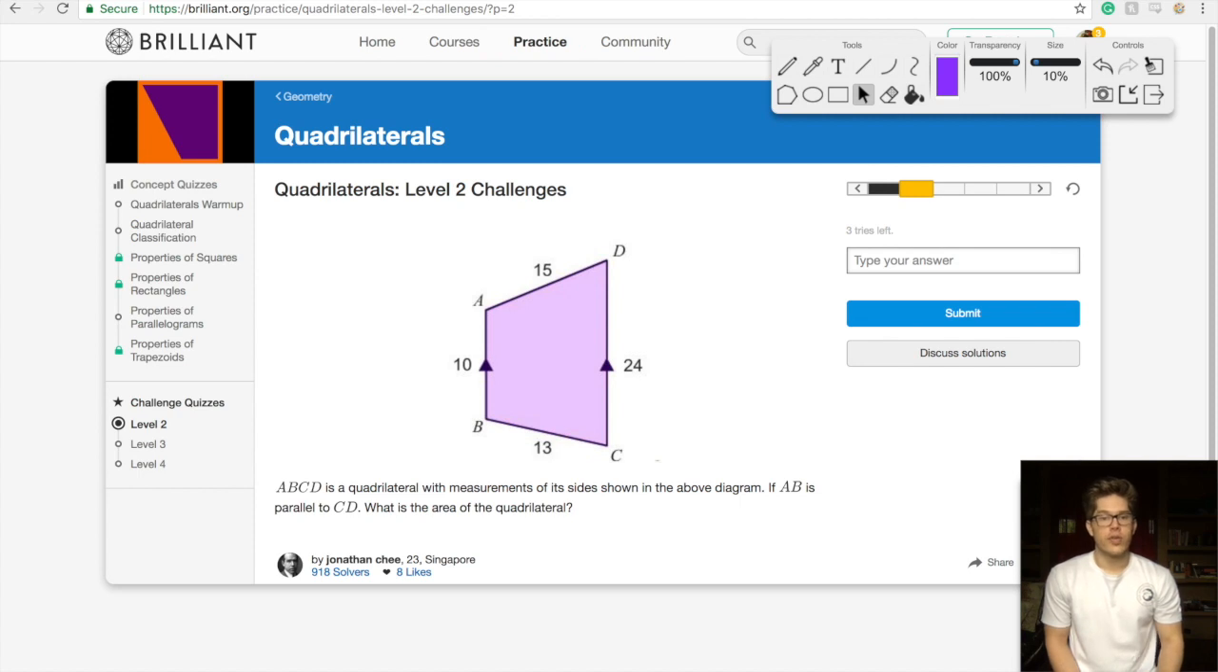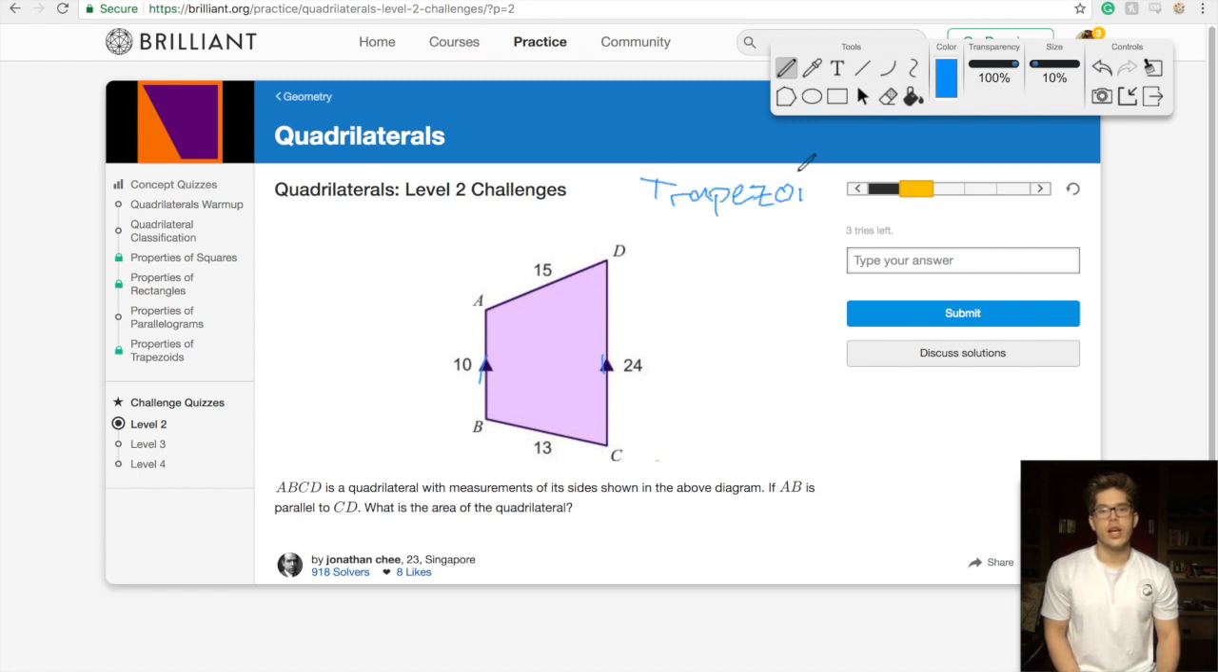ABCD is a quadrilateral with measurements of its sides shown in the diagram above. If AB is parallel to CD, what is the area of the quadrilateral? So what type of quadrilateral is this, first of all? Well, this side is parallel to this side. So we have one pair of parallel sides, so this must be a trapezoid.